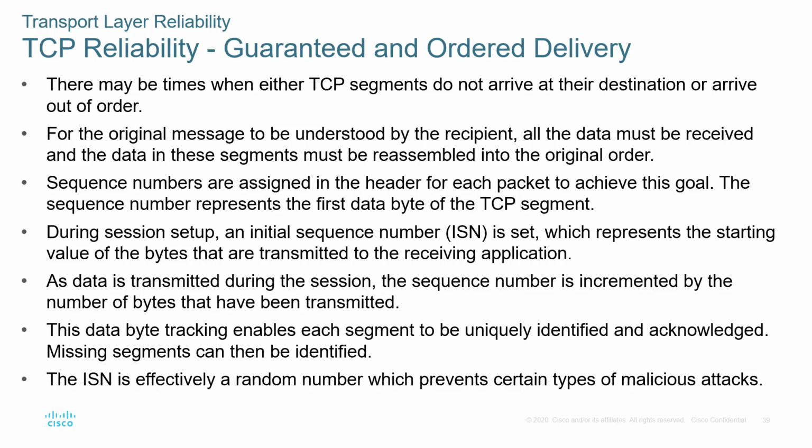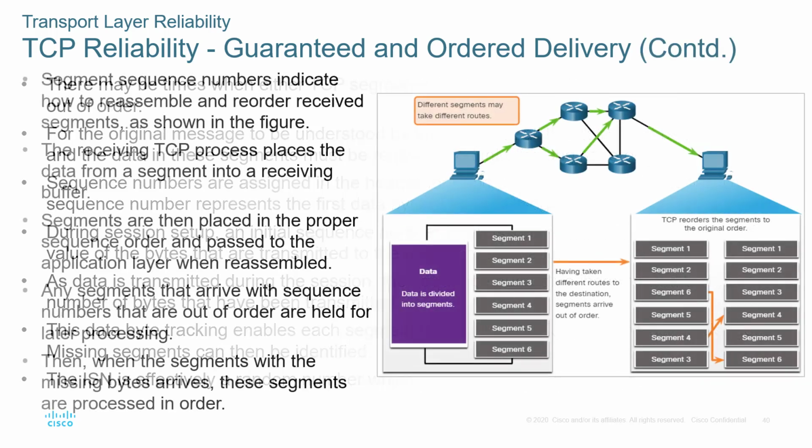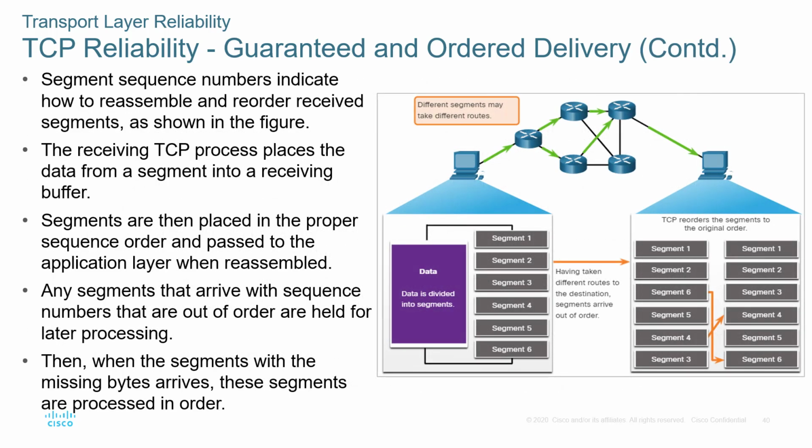And for the segments that didn't actually arrive, there has to be some way to resend just the packets that were not delivered. We do that through sequence numbers and acknowledgements. So during the original session, an initial sequence number is set. This will represent the starting value of the bytes that are transmitted. Each packet will have sequence numbers based off of that. This data will basically track each individual packet as it goes between source and destination, thus guaranteeing delivery.